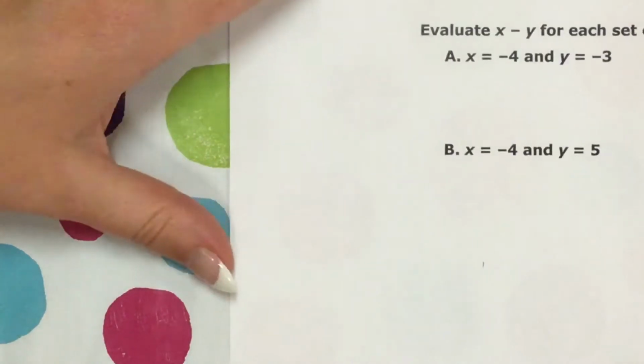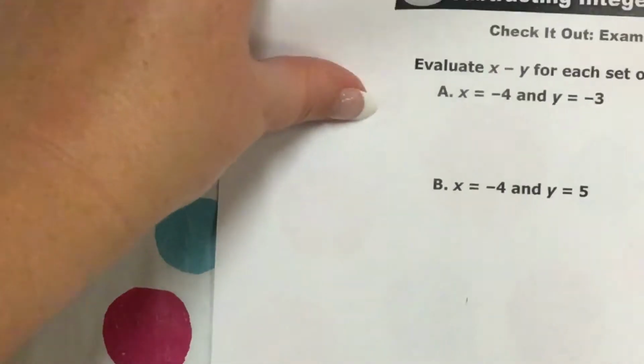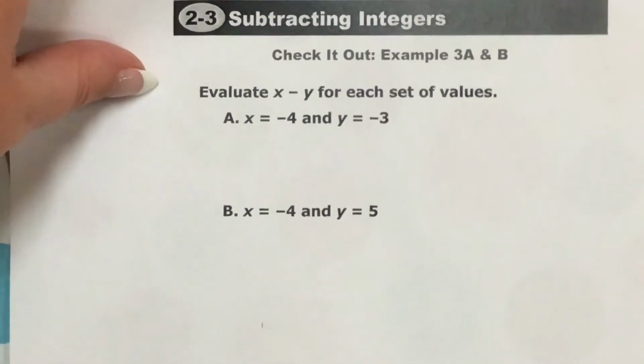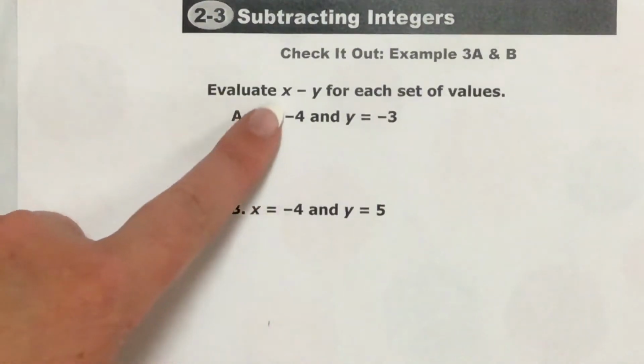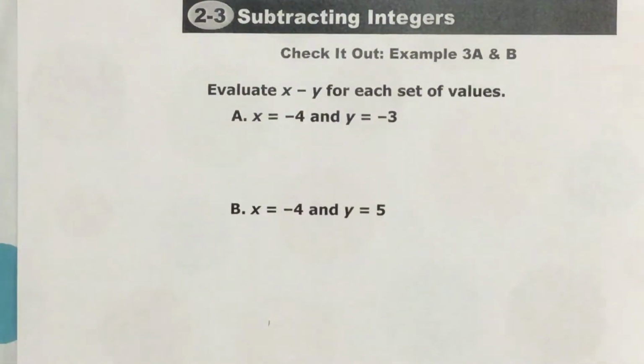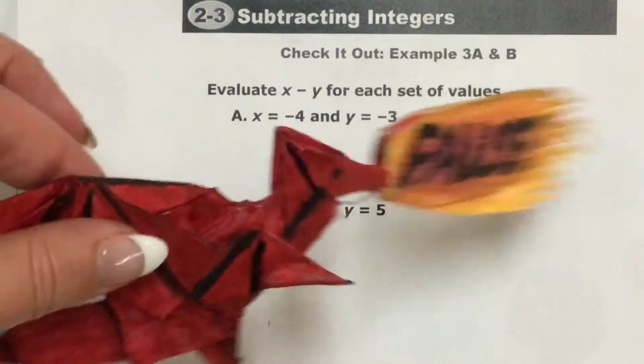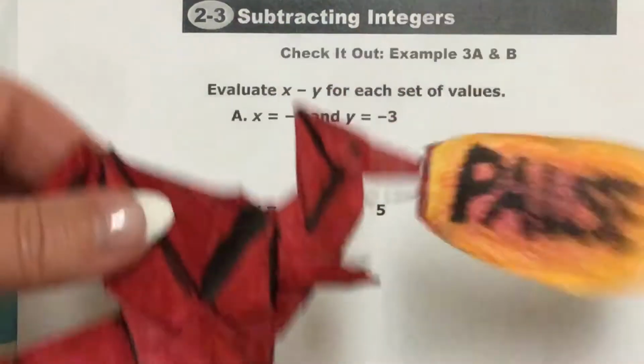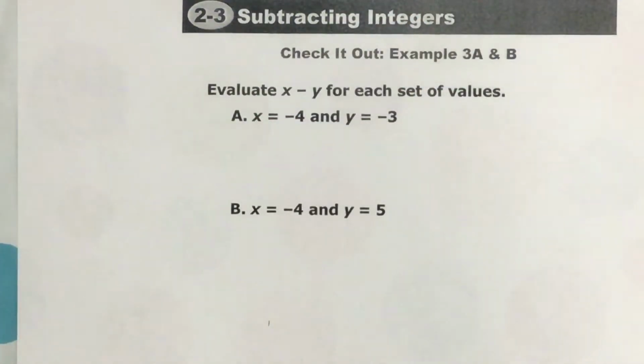So here we go, right here. I want you to try to evaluate, check it out, example 3a and b, x minus y for these particular values. So here's our lovely friend, the pause dragon, reminding you to pause your video and then press play once you complete the problems, and we'll check your answers. All right, see you in a bit. Bye-bye.